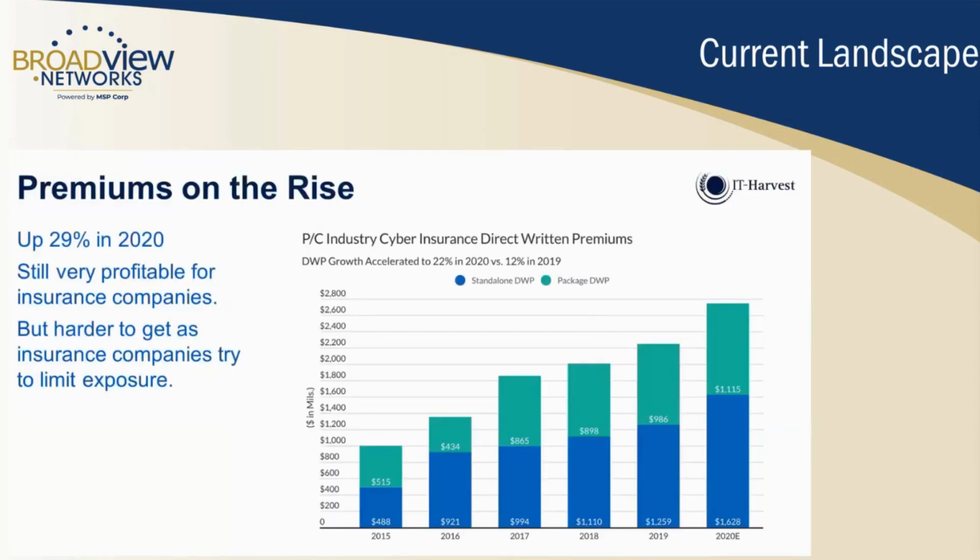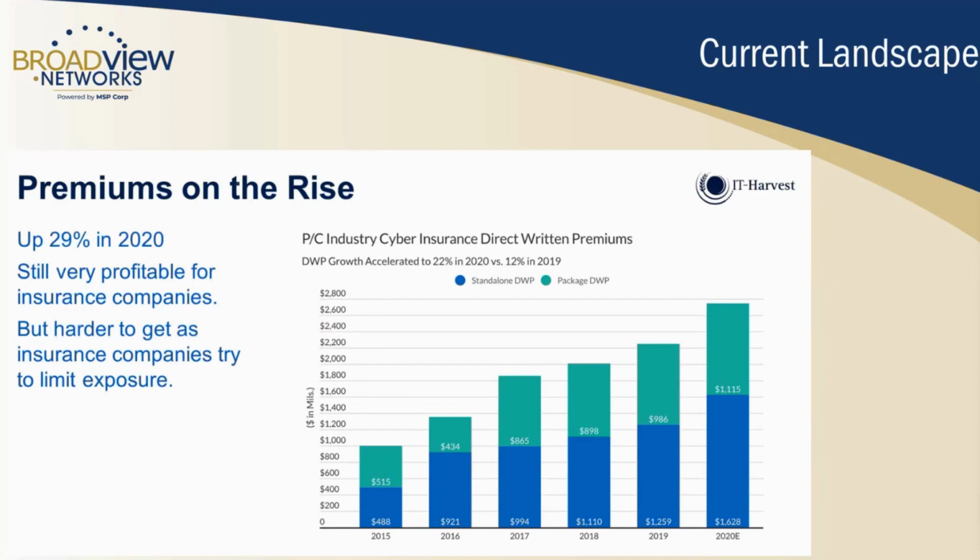Because of that, we have seen premiums rising year after year. Cybersecurity insurance came out in 2015. In some jurisdictions, it came out earlier; in some jurisdictions, it came out later. But around 2015 is when we started to see cybersecurity insurance show up in a significant manner.